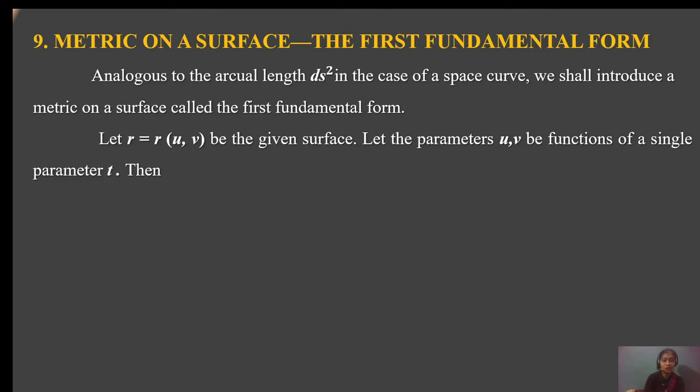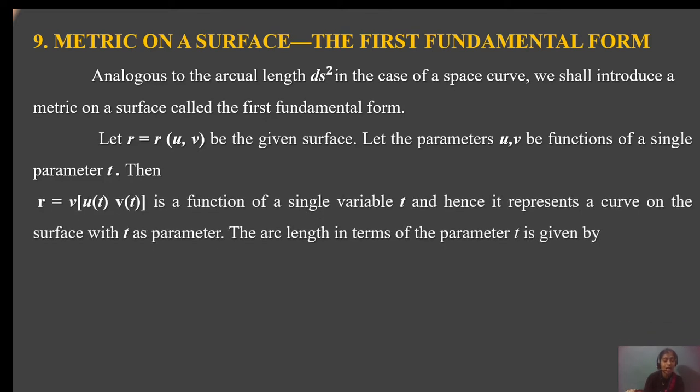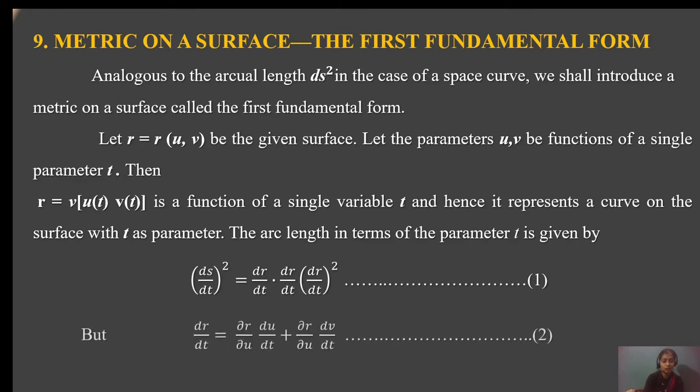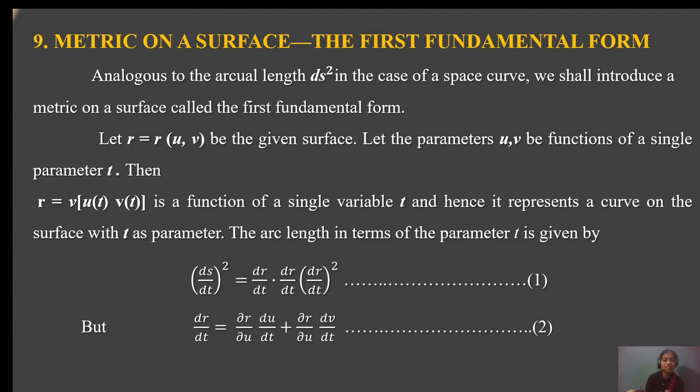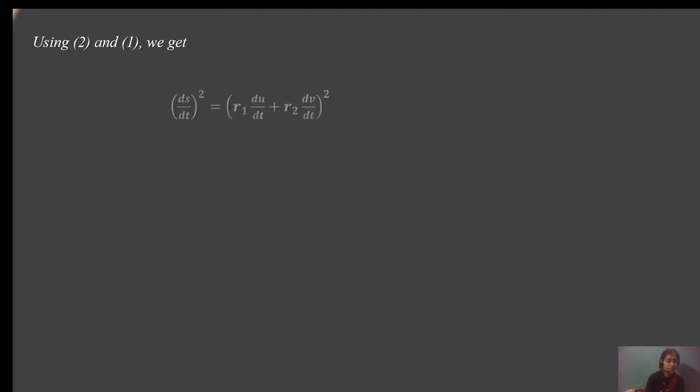Let the parameters u, v be functions of a single parameter t, and R equals R(u(t), v(t)) be a function of a single variable t, and hence it is represented on the curved surface with respect to t as a parameter. The arc length in terms of the parameter t is given by (ds/dt) square equals dr/dt into dr/dt. This is the first equation, and you know that dr/dt, by the partial derivative, is del r/del u into du/dt plus del r/del v into dv/dt. This is the second equation.